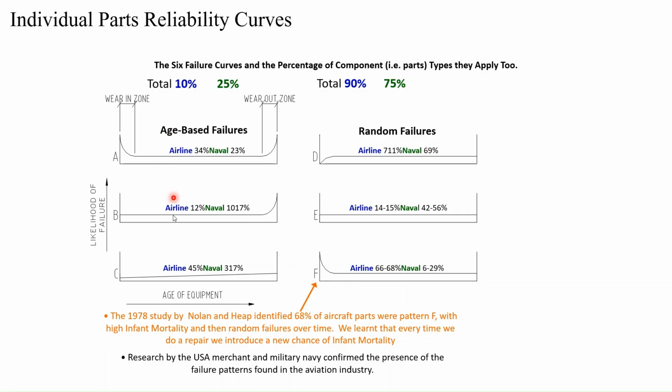Components belong to the category having age-related failure characteristics, whereas the majority, 90% in the aviation industry and 75% in the ship industry, follow random failure. Thus, age-related maintenance surveys or overhauls may not be as effective.